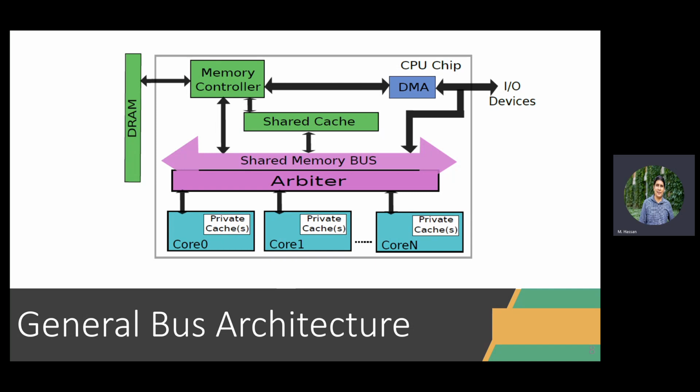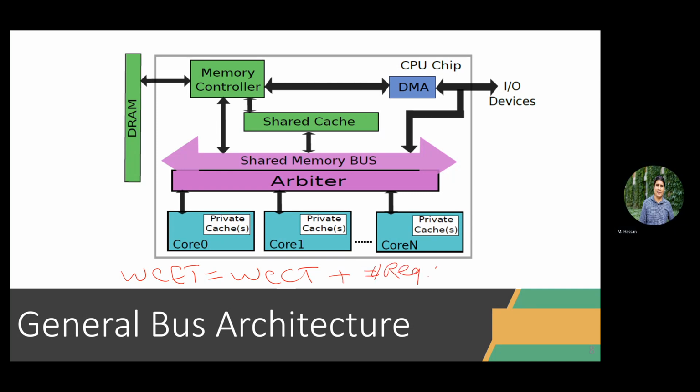Of any request. So remember, what is our bigger picture? Our bigger picture is to try to derive the worst case execution time. Remember we had this equation in the previous slide. So we have worst case execution time is equal to worst case computation time plus number of memory requests multiplied by the worst case latency any request can suffer upon accessing the shared resource.